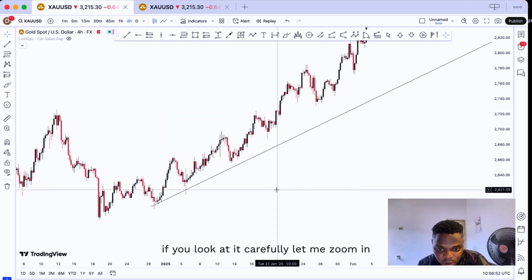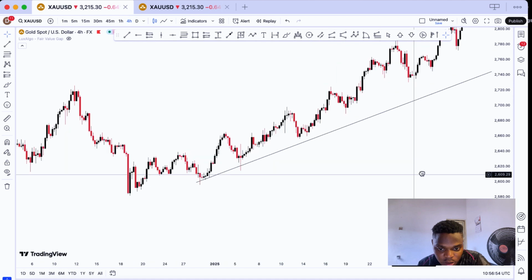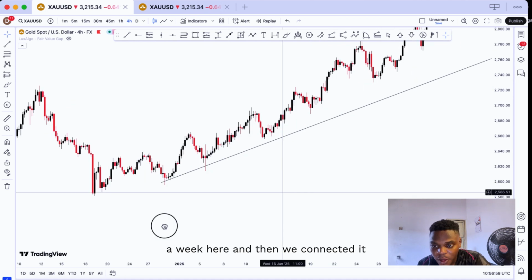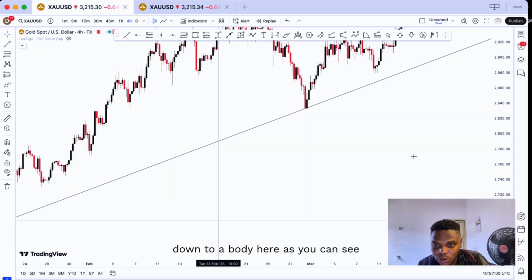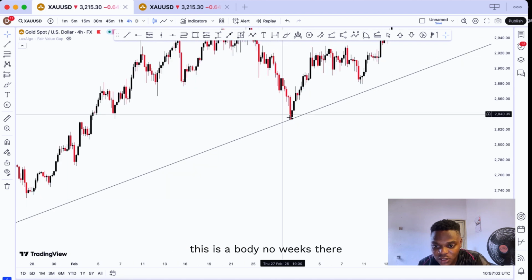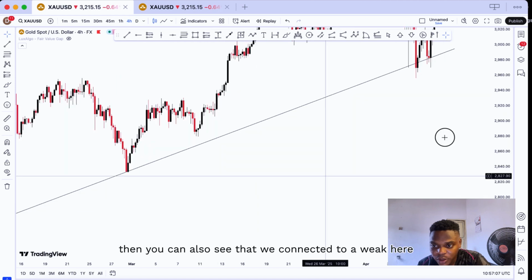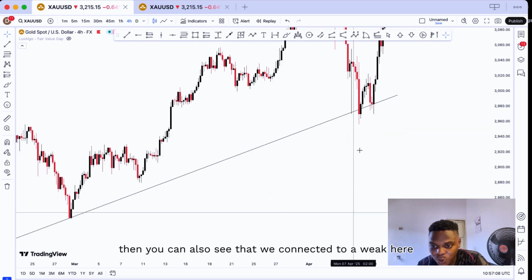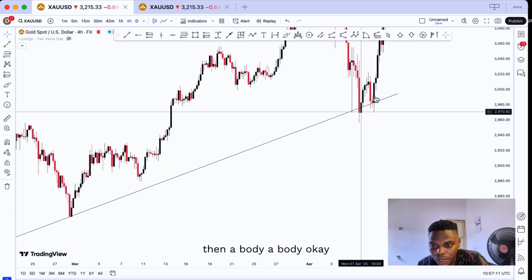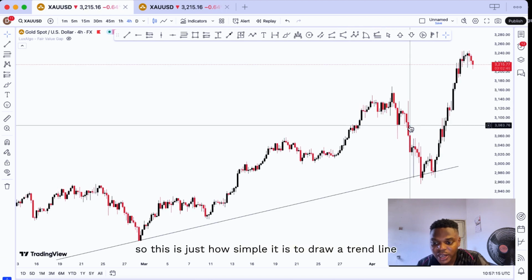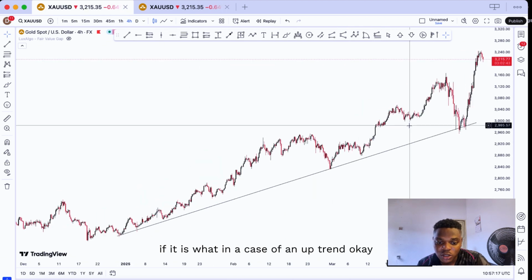If you look at it carefully, let me zoom in. You can see a wick here, and then we connected it down to a body here. As you can see, this is a body, no wicks there. Then you can also see that we connected to a wick here, then a body. So this is just how simple it is to draw a trend line in the case of an uptrend.